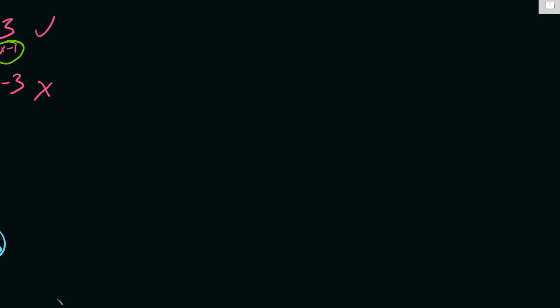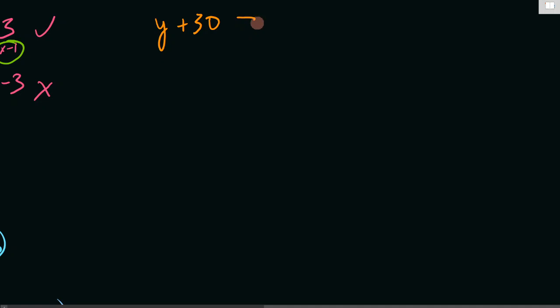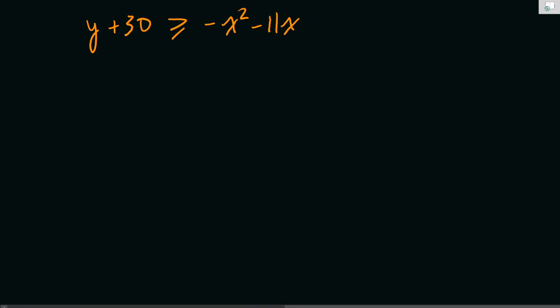Too much fun to just do one example, right? So y plus 30 is greater than or equal to negative x squared minus 11x. So in this case, our y is positive, so we're just going to want to leave it on the left-hand side regardless. Everyone probably is going to do the same first step. Our positive 30 becomes negative 30 on the right-hand side.